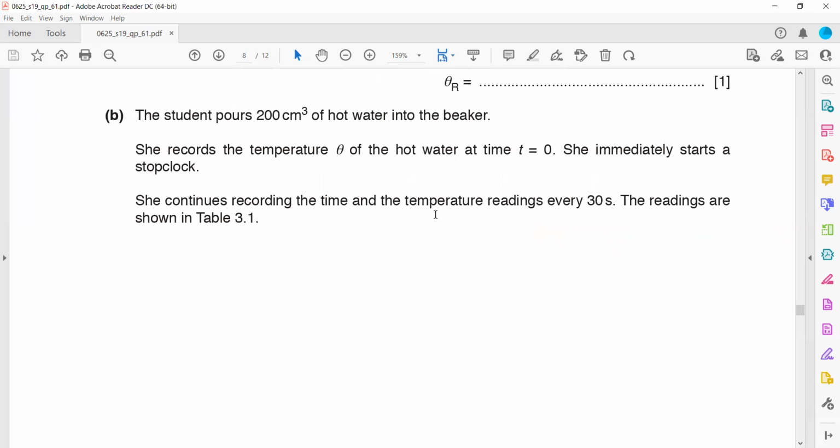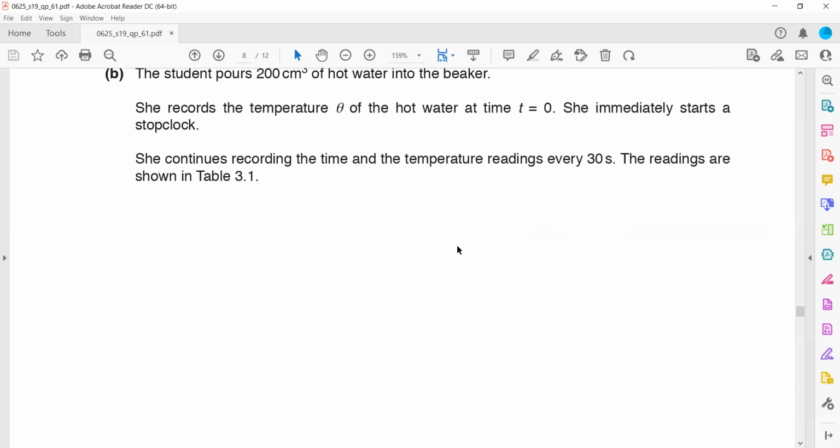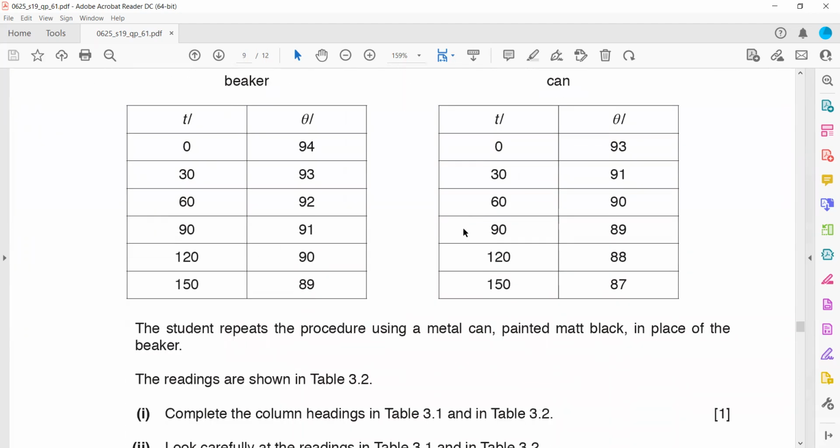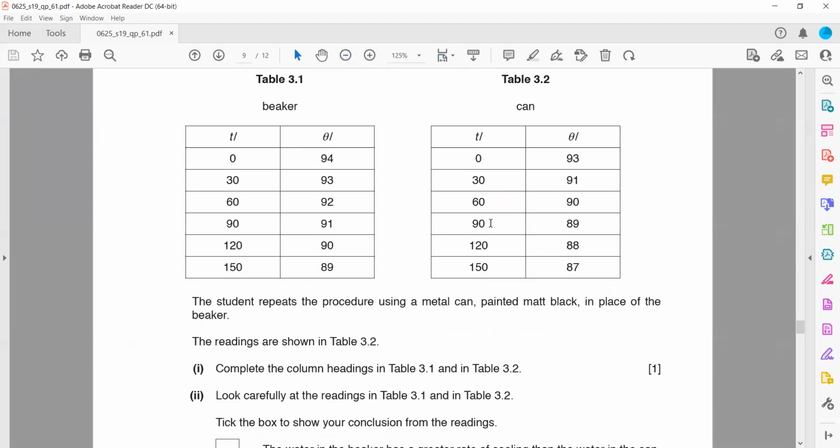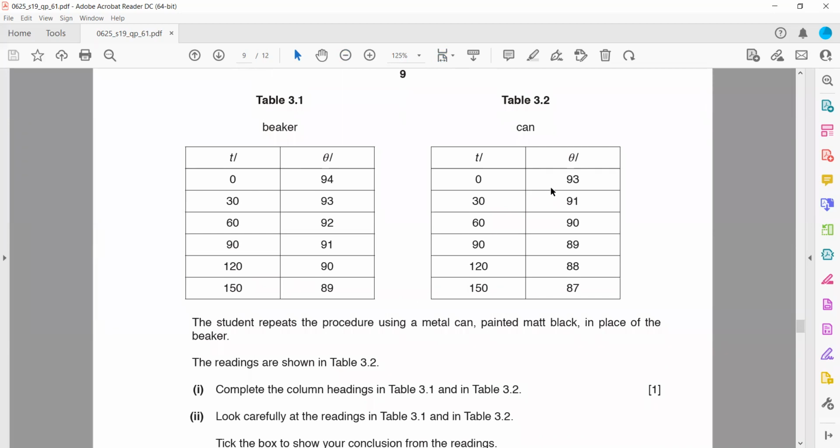The student repeats the procedure using a metal can which is painted matte black. The readings are shown. Complete the column headings in table 3.1 and 3.2. Complete the column headings, the units. Yeah, that's good. Then look carefully at the temperature readings and we have to take the statement.